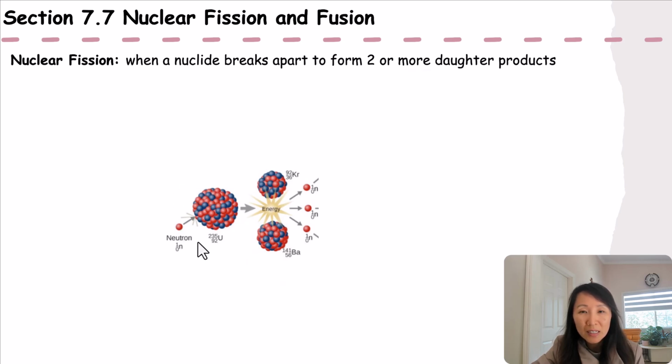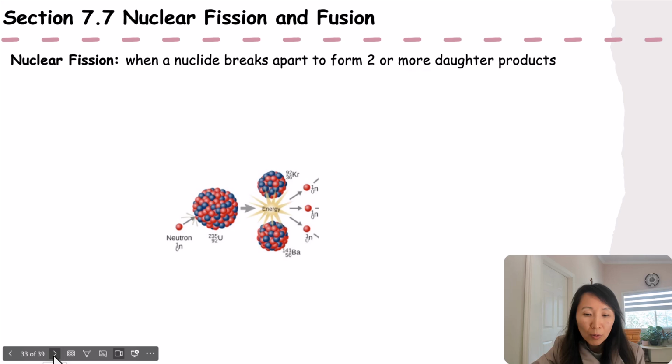So if you see in this example, you have uranium-235, and it's getting shot by a neutron, and then it will cause the uranium nucleus itself to split. Because of that splitting, it forms krypton and barium. There are a few other products that are released: energy, and 3 neutrons.